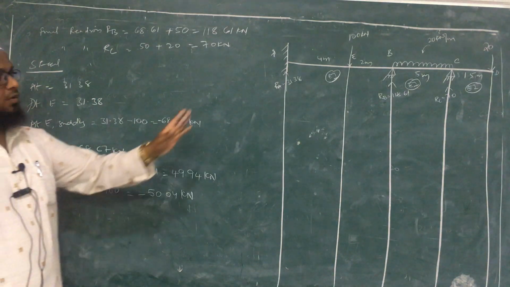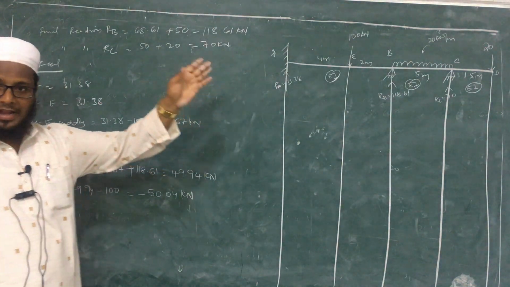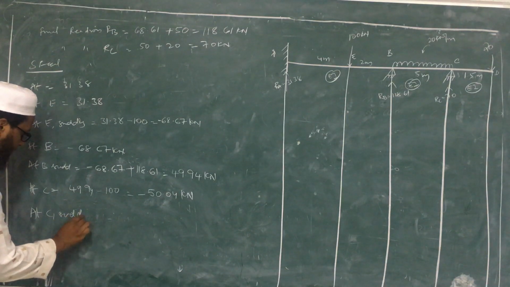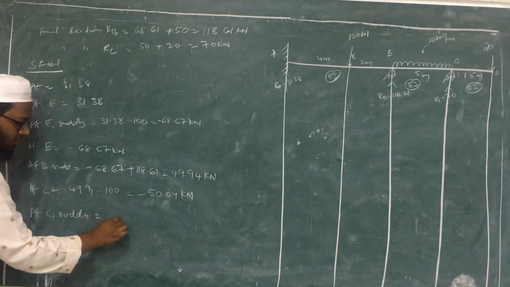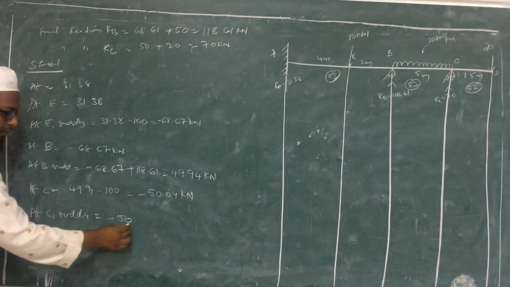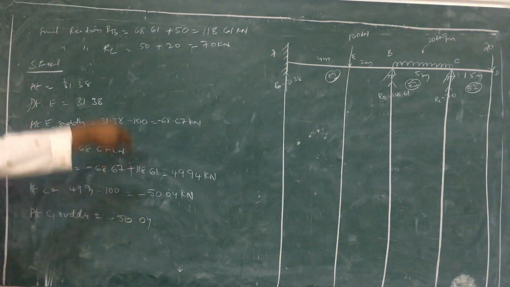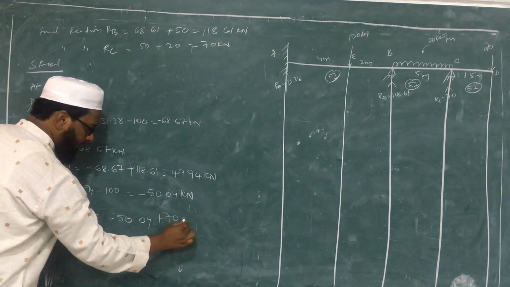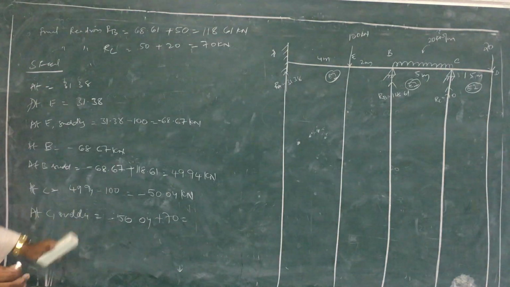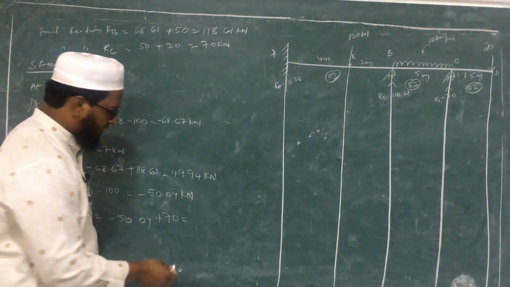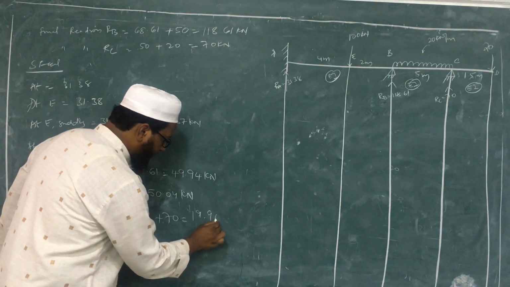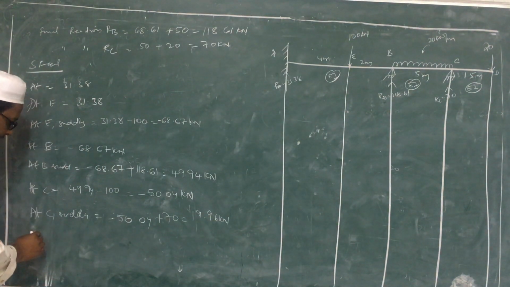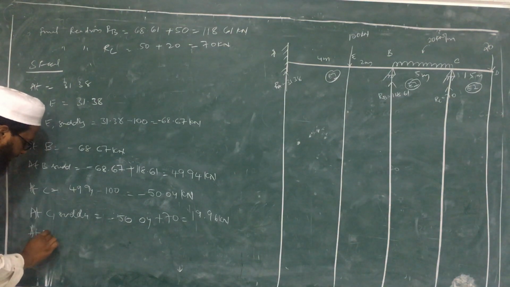at C suddenly something will happen, isn't it? We have point load there. So at C suddenly, what is the previous value? Minus 50.04. It is going in upward direction, so plus 70. How much? 19.98 or 20 we can say. 19.96 kilonewton. Okay. Next, after that one, we have at D.